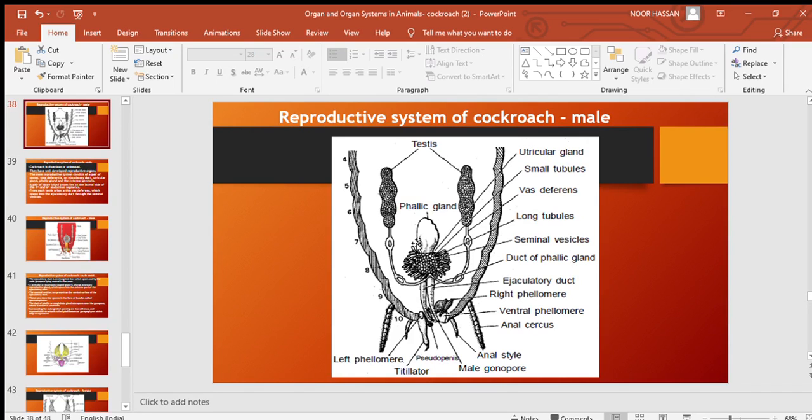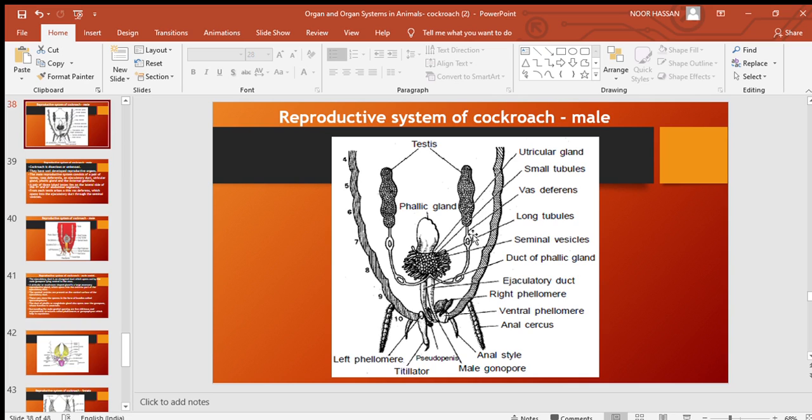Shall discuss now about the male reproductive system of cockroach. So this is the reproductive system of male cockroach, and these are the structures associated with it. These are the primary reproductive organs, called testes. And you can understand from the diagram that the testis is a tri-lobed structure.